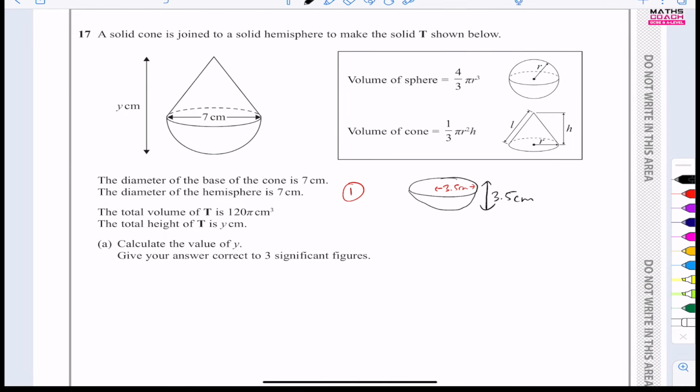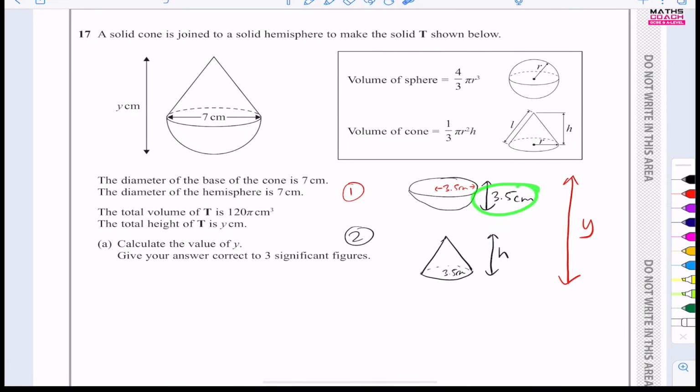So that's the first one, the hemisphere. Let's look at number 2, the cone. With the cone, again, the radius is going to be 3.5 centimeters, and the height of the cone we don't know, so we're just going to call it H. Now, Y is going to be the height of the cone plus the height of the hemisphere. So we can do a separate Y along here. This is going to be Y. So Y is going to be 3.5 plus H, where H is the height of only the cone right here.